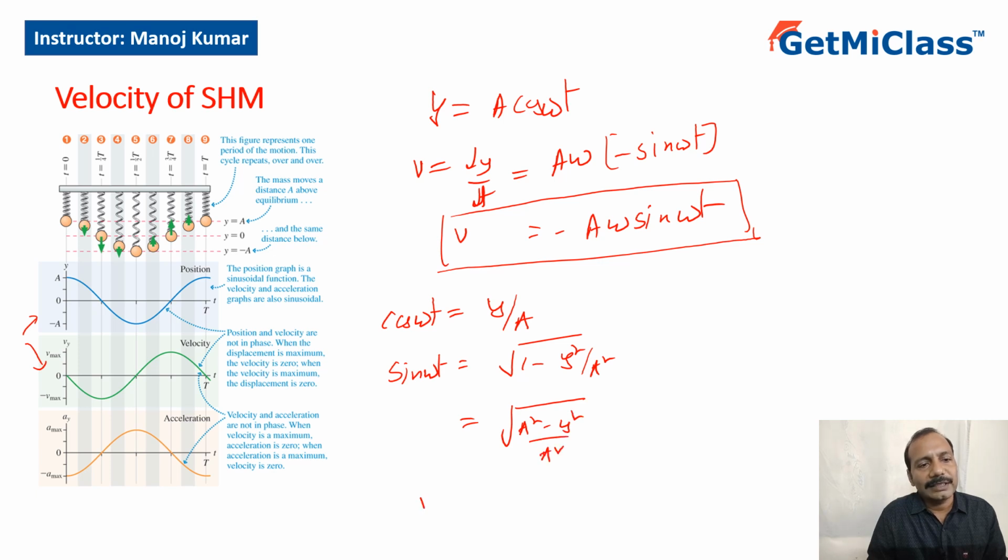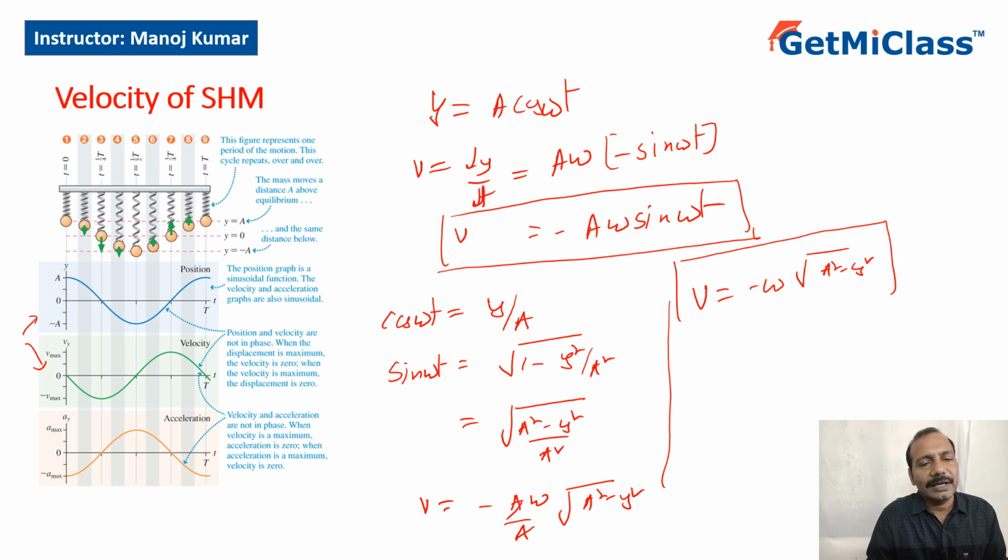Let me put it here. Then I'll get v equal to minus a omega into root over a square minus y square by a. If I take out this a, it comes outside. So velocity at a given position y is given by minus omega into root over a square minus y square. So this is the other way of finding velocity of SHM. This is velocity as a function of time and this is velocity as a function of position.